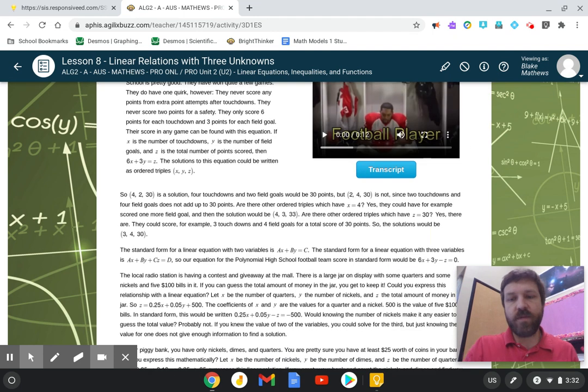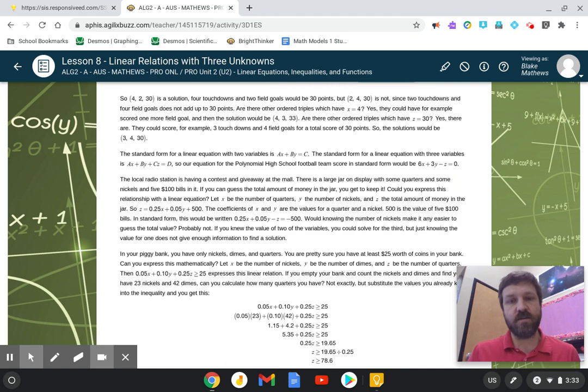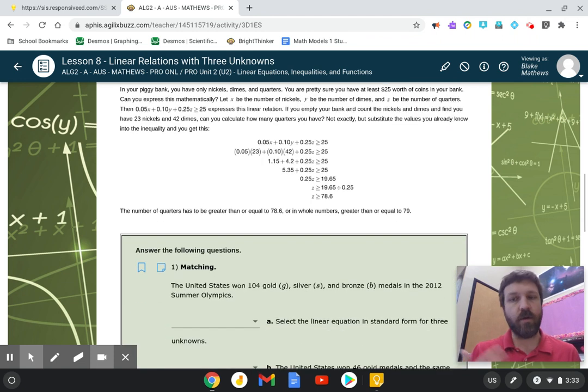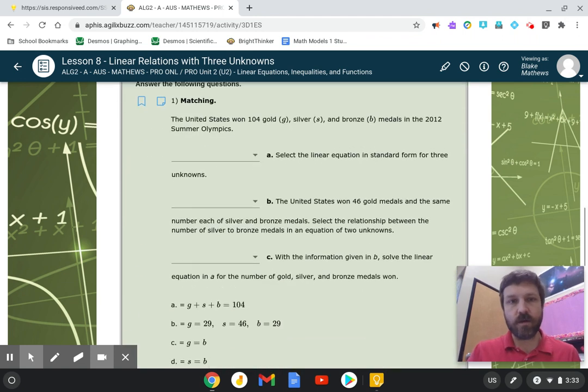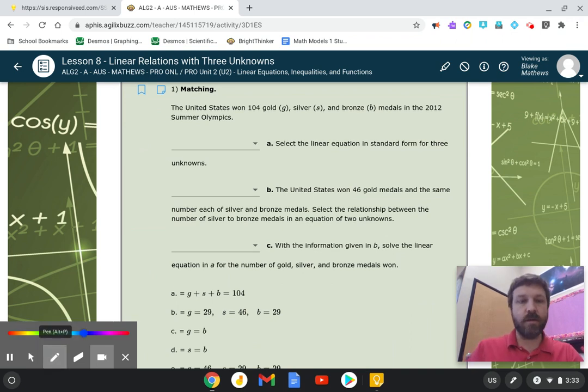So all they're asking us to do in this first lesson about three unknowns is just translate math language, in a sense, or a word problem, into the language of math. In other words, translate it into numerical and variable expressions. So I think most of this should be pretty simple if you just take a moment to think about it.